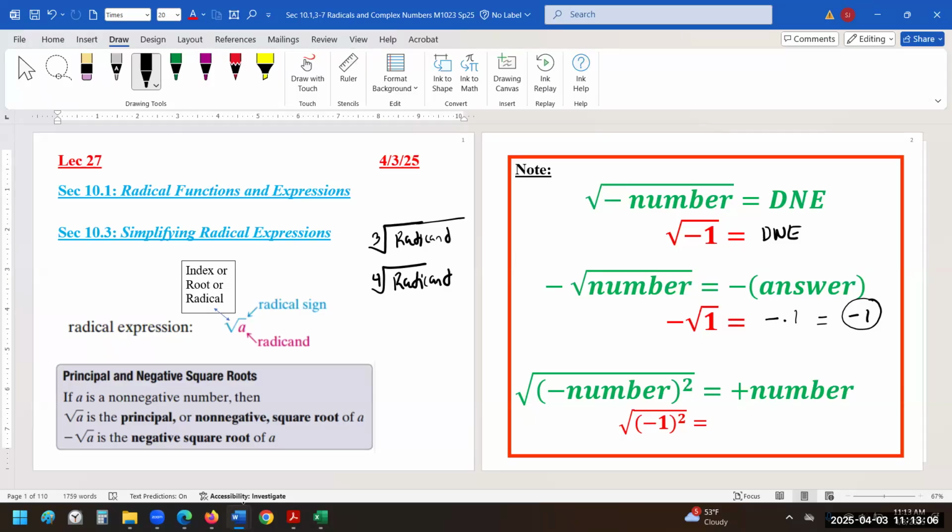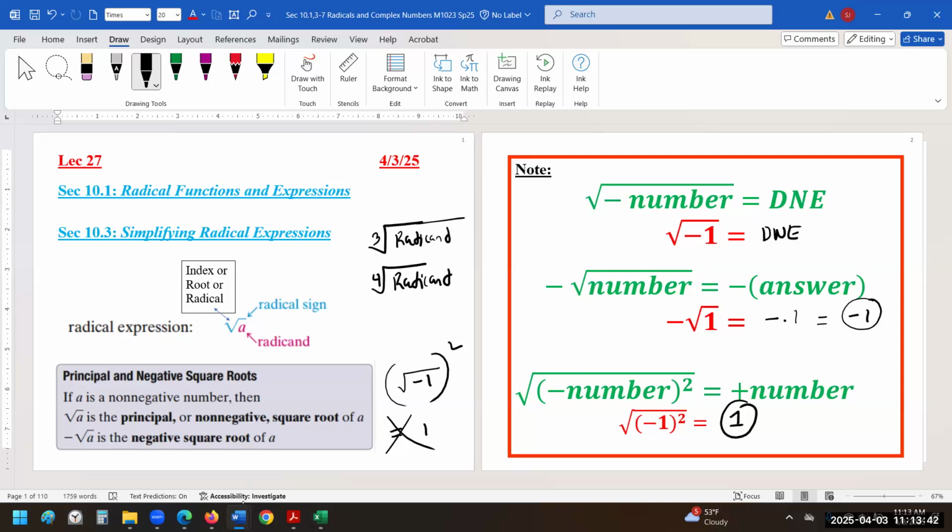For example, -1 squared is not 1. But square root of (-1) squared, the answer is 1. So the position of the power does matter. If the power is inside, you get a real number. But if your power is outside, it's not a real number.